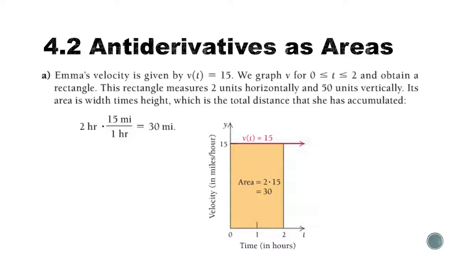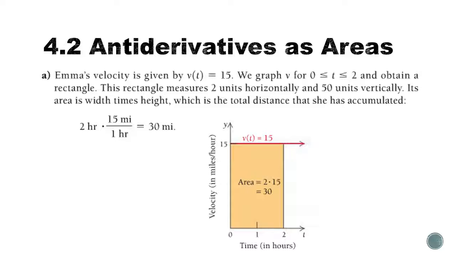Okay, so for A, her velocity is 15. Now, what you probably did is you said, well, she's gone for 2 hours, 15 miles an hour, it's 30 miles. And that is absolutely perfectly true. But what we're going to do, and it's going to seem weird because you're like, why are we doing it this way? Just bear with me and trust me for a minute.